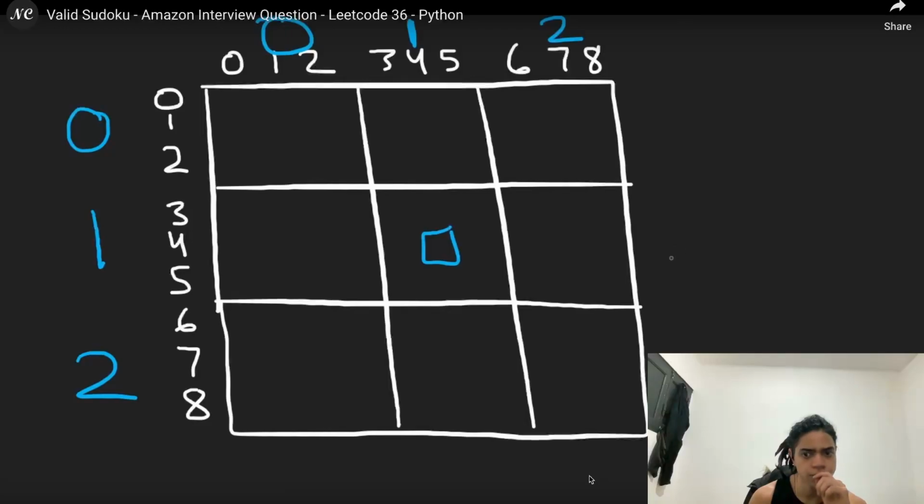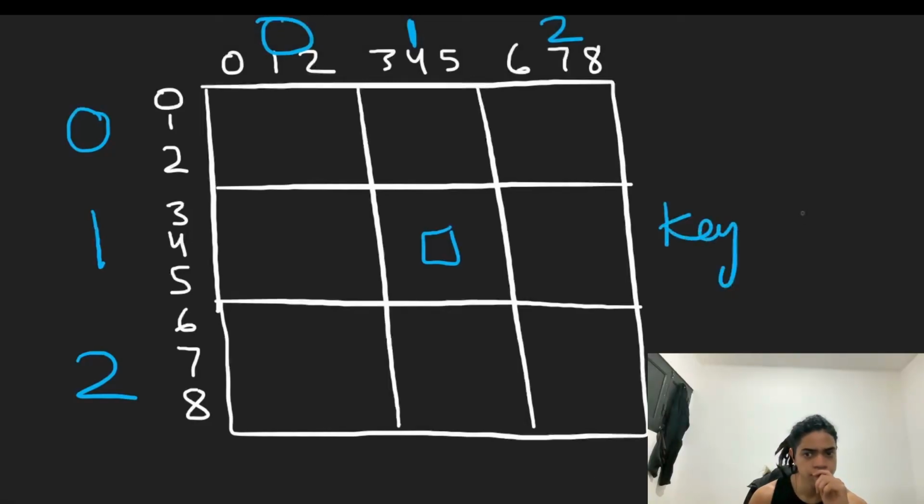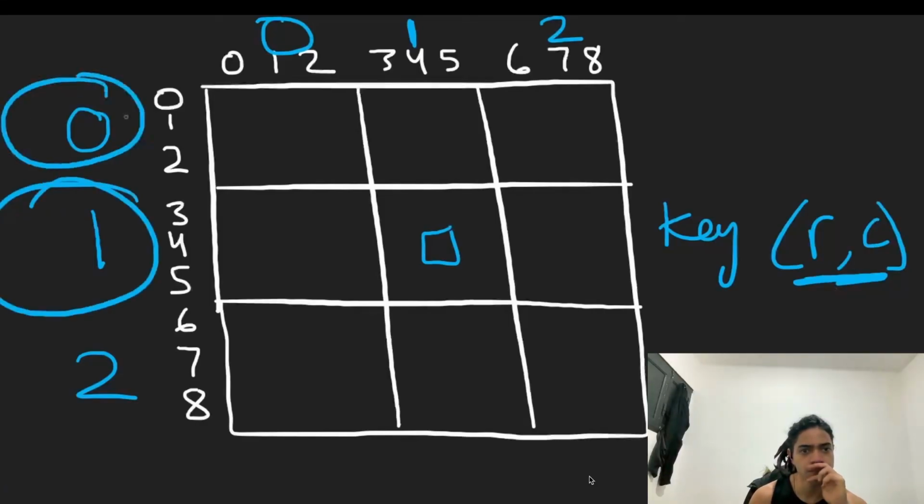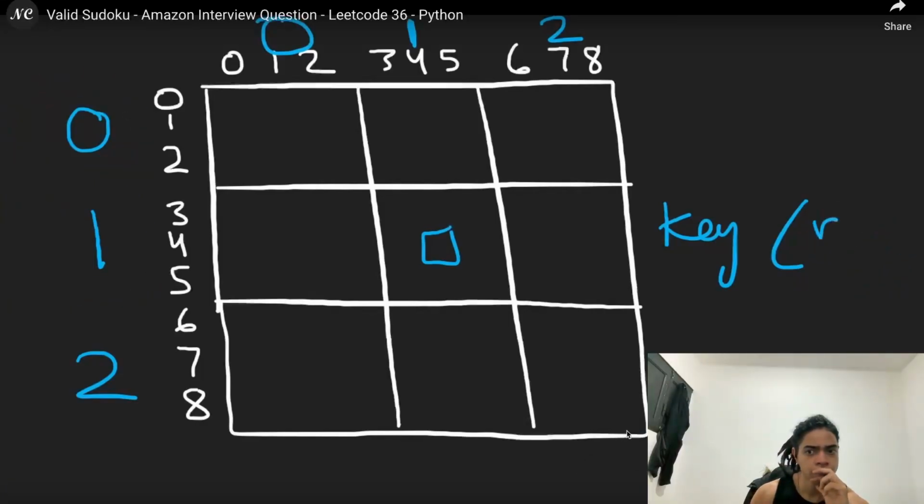So we're going to have a hash map where the key is going to be a pair of values: not the actual row and column, but when we convert it, basically row divided by 3 and column divided by 3. That's what the key of the hash map is going to be, and the value will be this set.